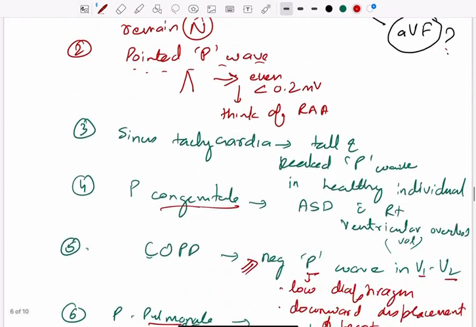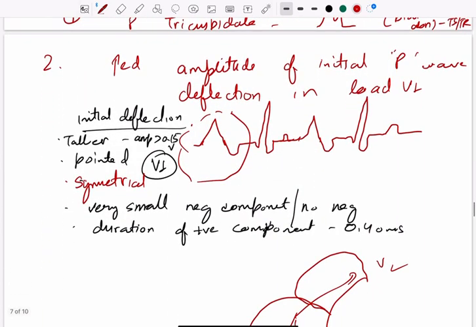So you got this question. Now, what is the second criterion? The second criterion says increased amplitude of the initial P wave deflection in lead V1. You all know now, after these two modules, that in V1 there are two deflections of the P wave. The initial is positive, then there is a terminal component. The initial component shows right atrial enlargement, so there is an increased amplitude of the initial P wave. Then how much? The question comes, how much?